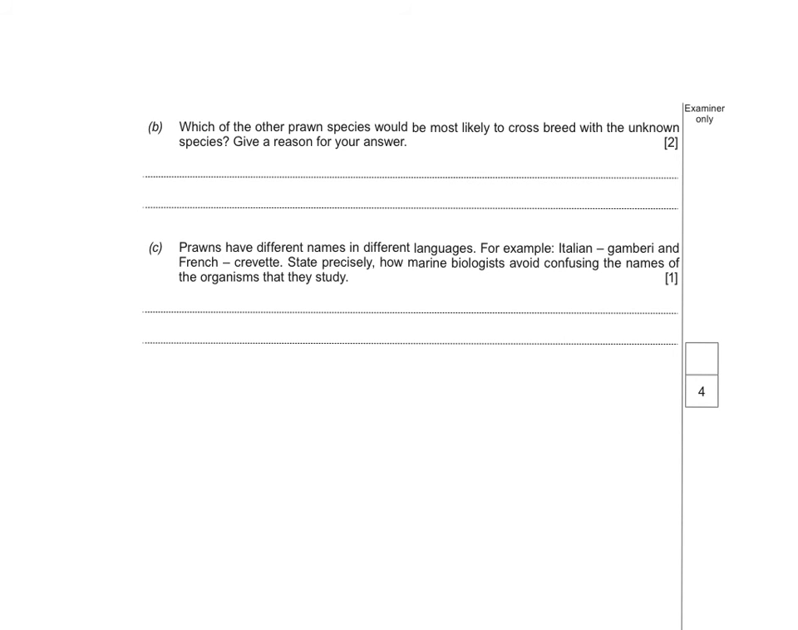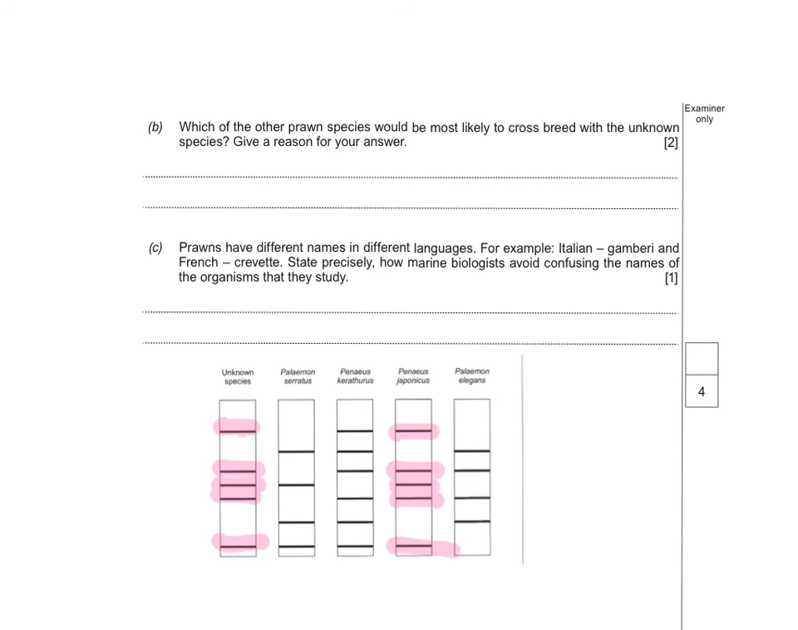Give a reason for your answer. Okay, so what we would do then, we would need to look, so I'm going to change the colour, I'm going to go to a blue highlighter just so we can see different. It's most likely to crossbreed with the unknown species, and if we look at the unknown species, he shares half his DNA with this species, so we would say that it would most likely crossbreed with the unknown species. And then we would give our reason, because they share DNA markers.